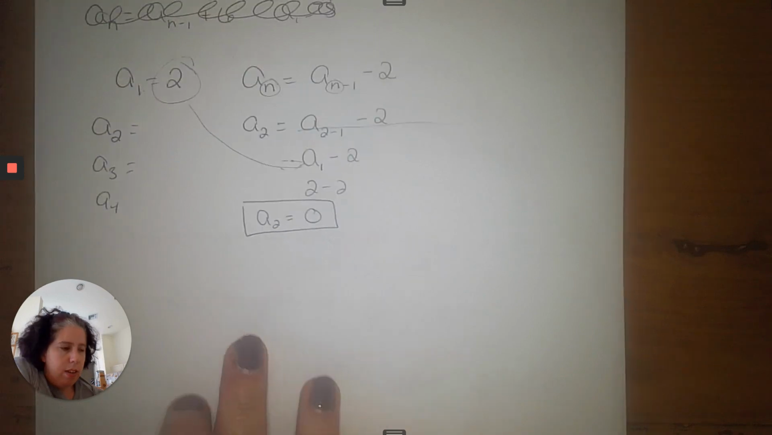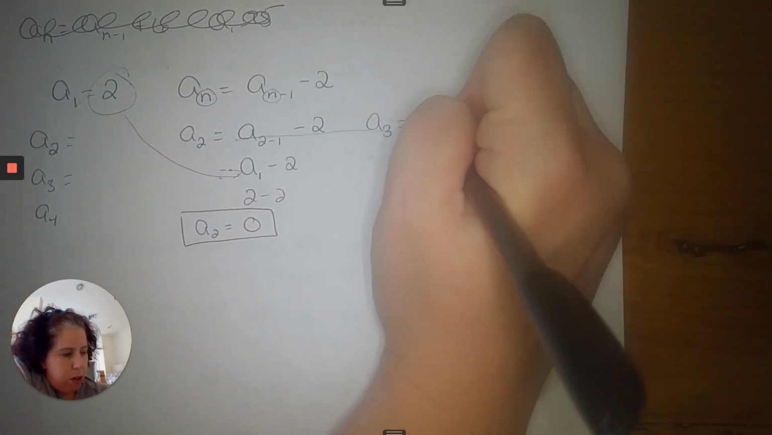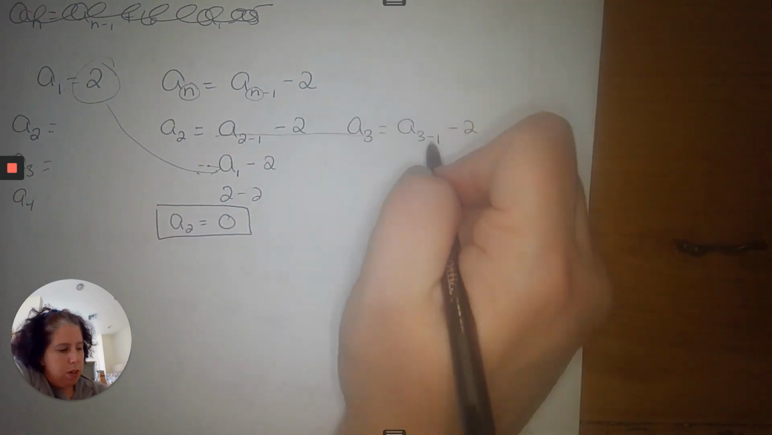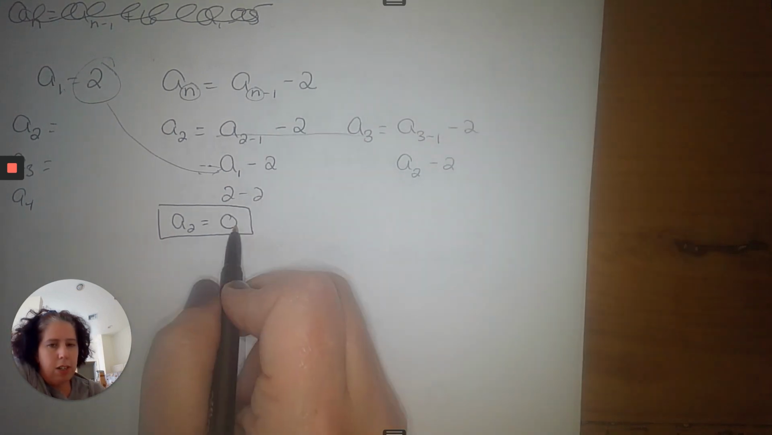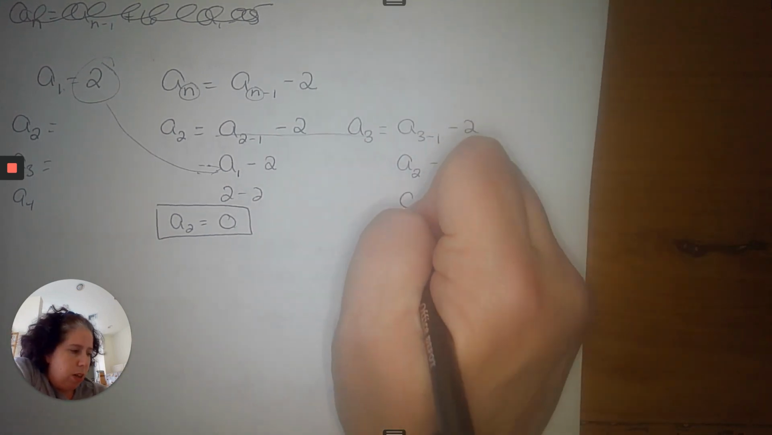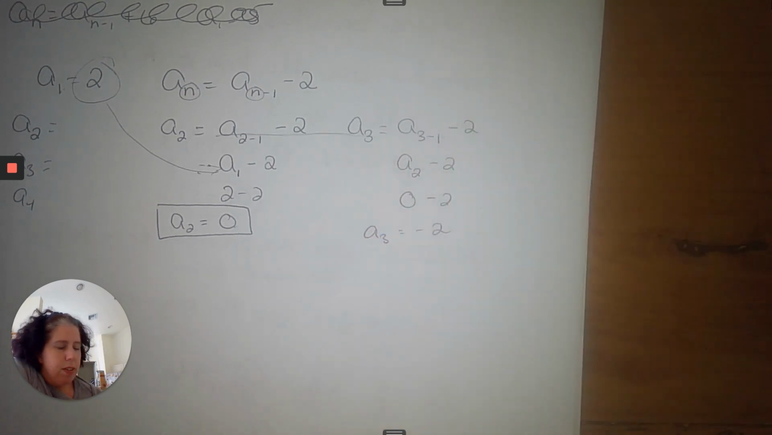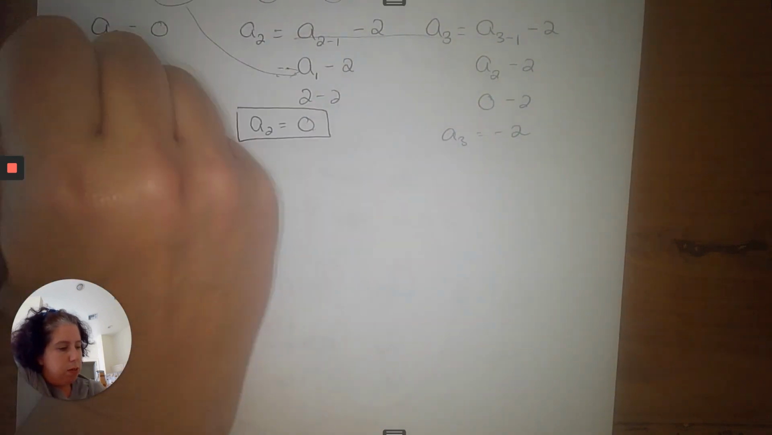Okay, now if I want to find A3, so we're going to do A3 minus 1 minus 2. So A3 minus 1, so it's A2 minus 2, then we take A2, right? And we just subtract 2. So 0 minus 2, that means A3 is negative 2. All right, so we got 2, then we got 0, then we got negative 2.